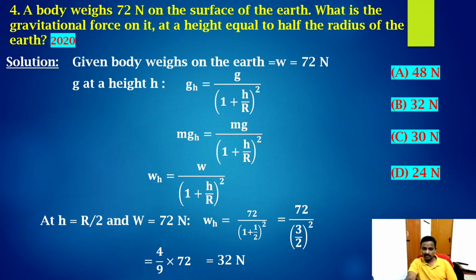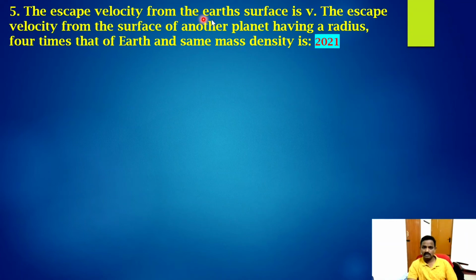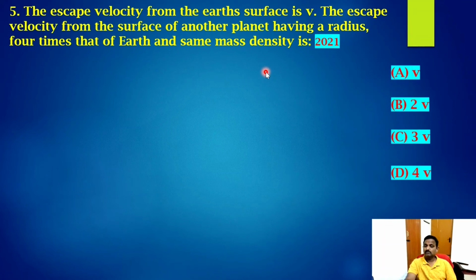Now we will go with the fifth question. The escape velocity from the earth's surface is V. The escape velocity from the surface of another planet having a radius 4 times that of earth and same mass density is... it was given in 2021. So every year from gravitation, minimum one question they are giving, my dear student. So we have options here. Option A V, option B 2V, option C 3V, and option D 4V.